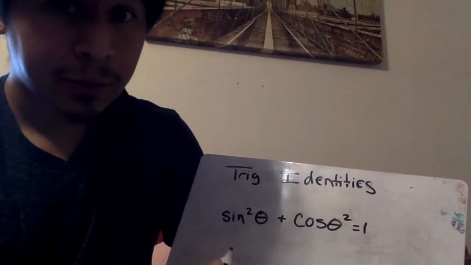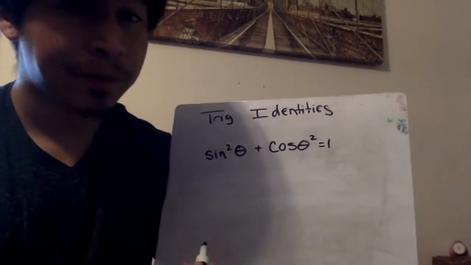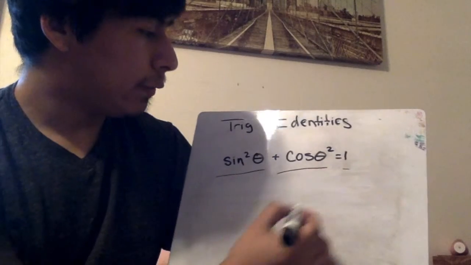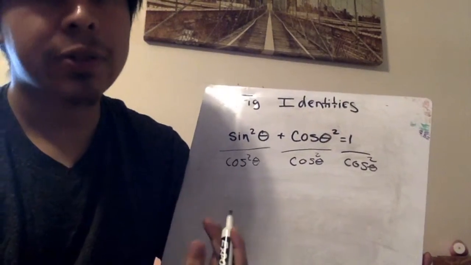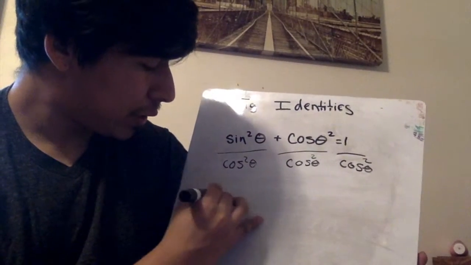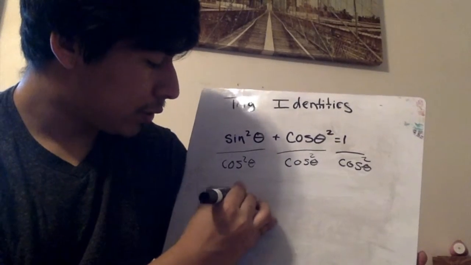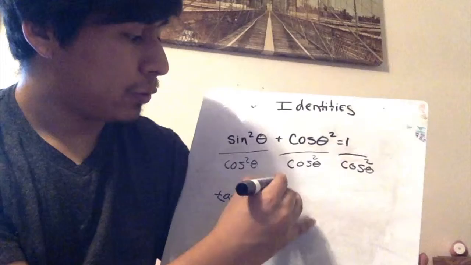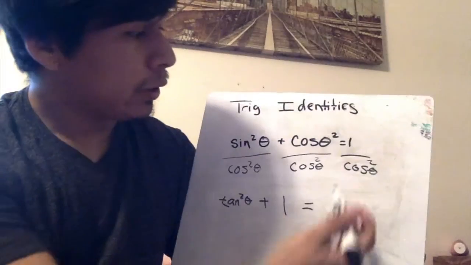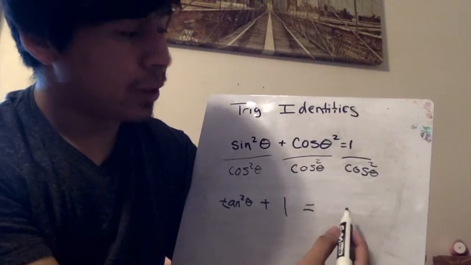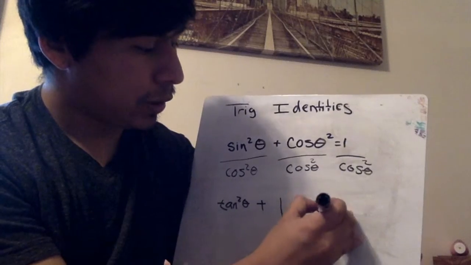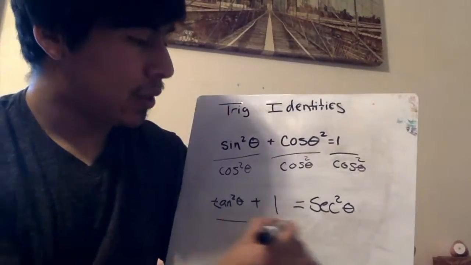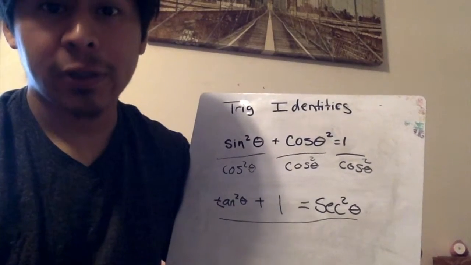So here we have our trig function, and then we'll divide by cosine of everything. Sine over cosine is tangent, and they're squared, so we get tangent squared theta plus anything divided by itself is 1. And over here we have 1 over cosine squared, which is secant squared theta. And thus our new trigonometric identity.